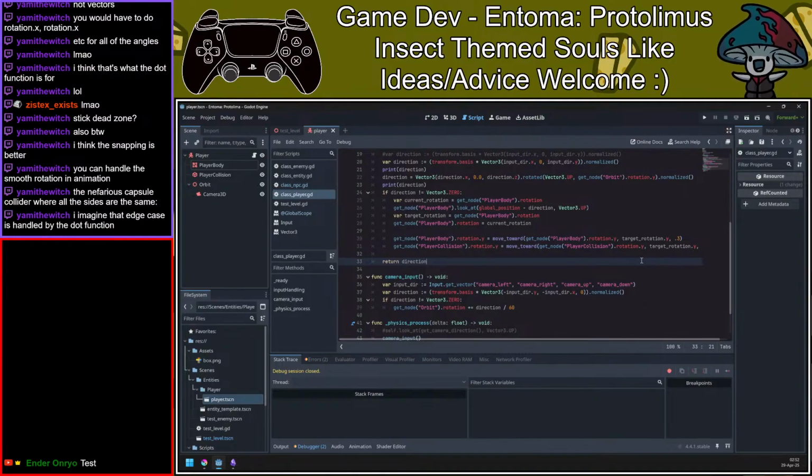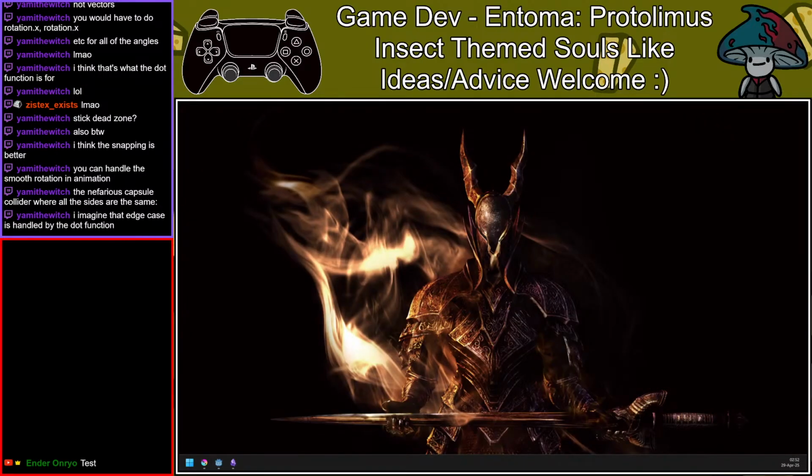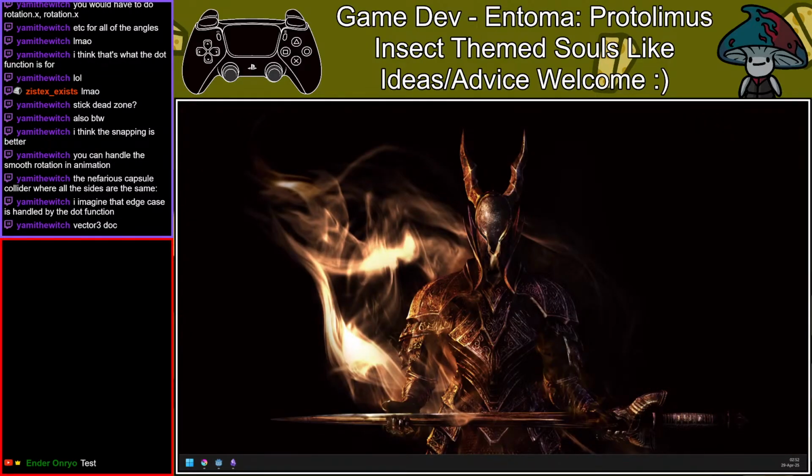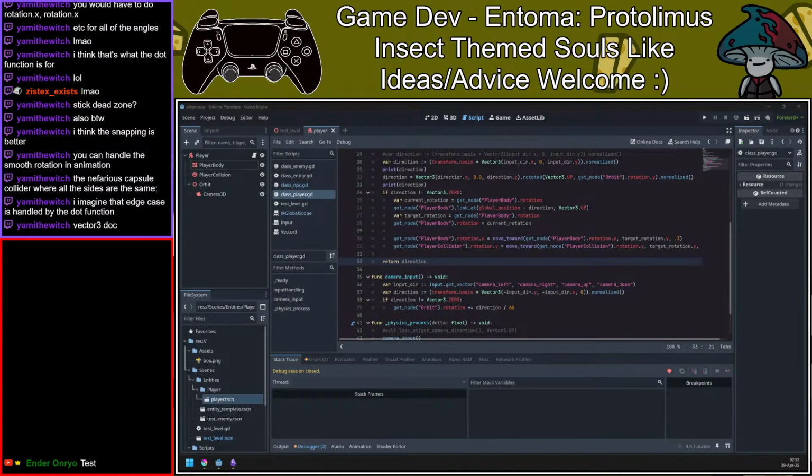Where are you getting this dot function from? Because as far as all of this is concerned, it doesn't seem to acknowledge that it's a thing. Vector 3 doc? Interesting.